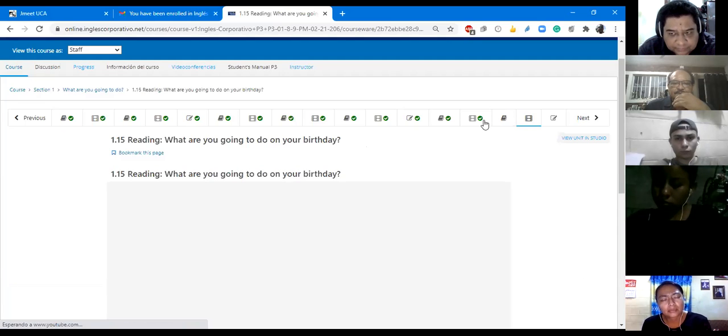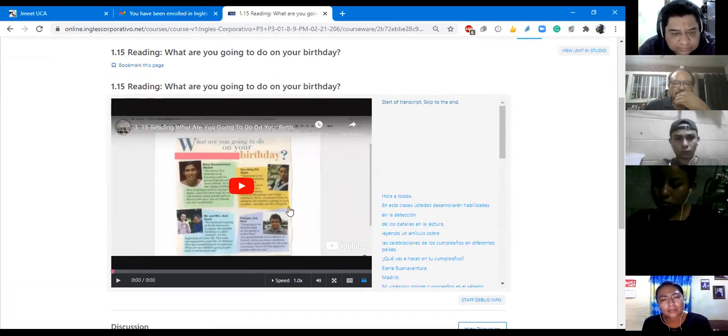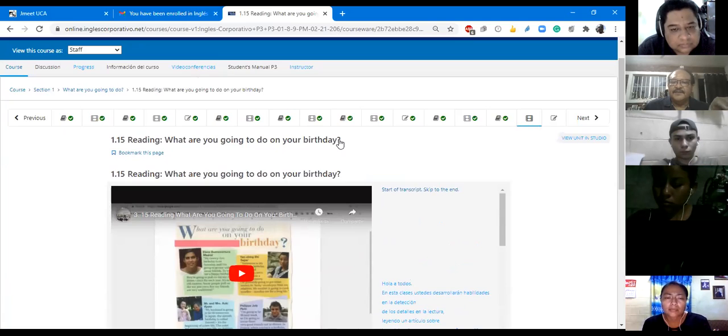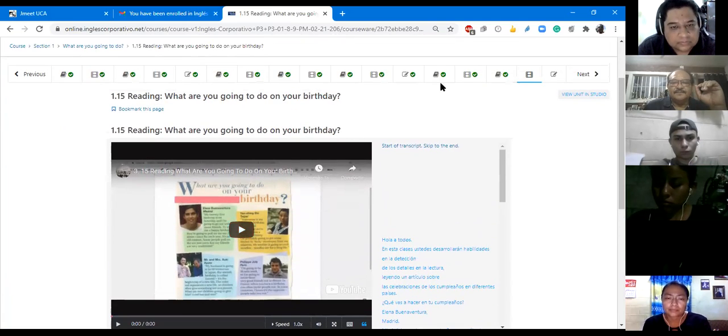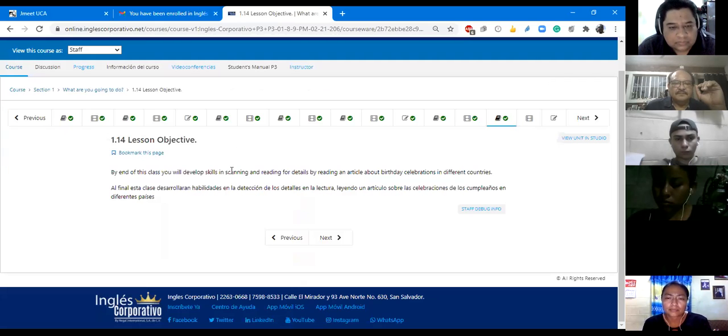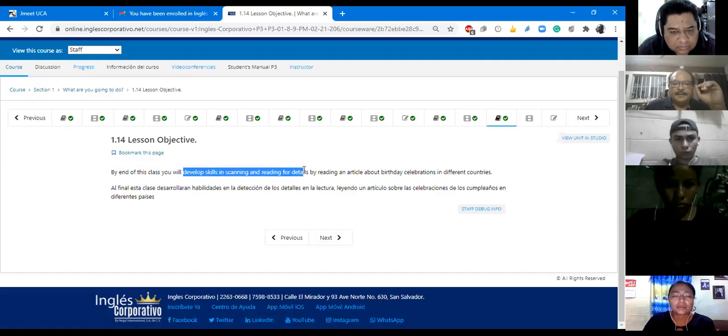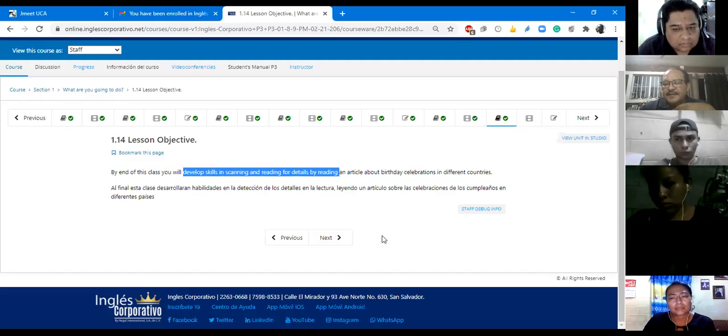Now here, after, we're going to see the article in the reading. Okay, here's the video. What is scanning? Something like that. For example, when we develop skills in scanning and reading for details. Remember that these are reading abilities or reading skills. We use them to read faster, okay?